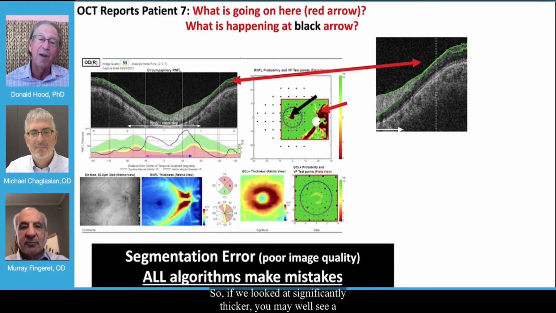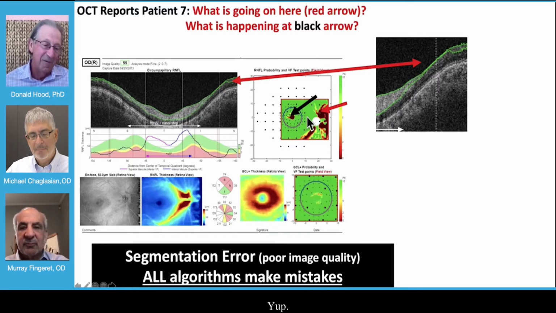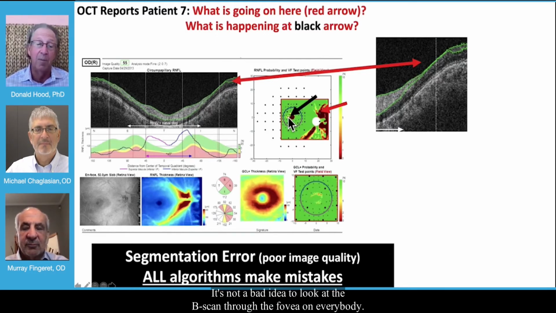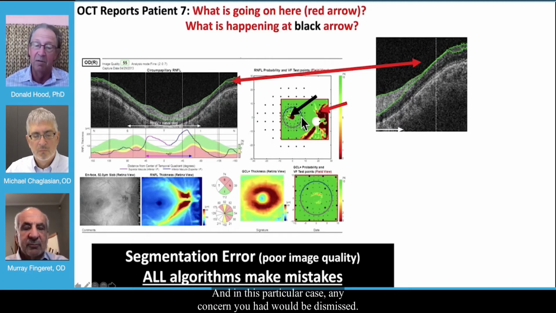So if we looked at significantly thicker, you may well see a significantly thicker place next to it. Yeah. But again, Murray's point is a great one. It's not a bad idea to look at the B scan through the fovea on everybody. And in this particular case, any concern you had would be dismissed. But anyway, red dots here.